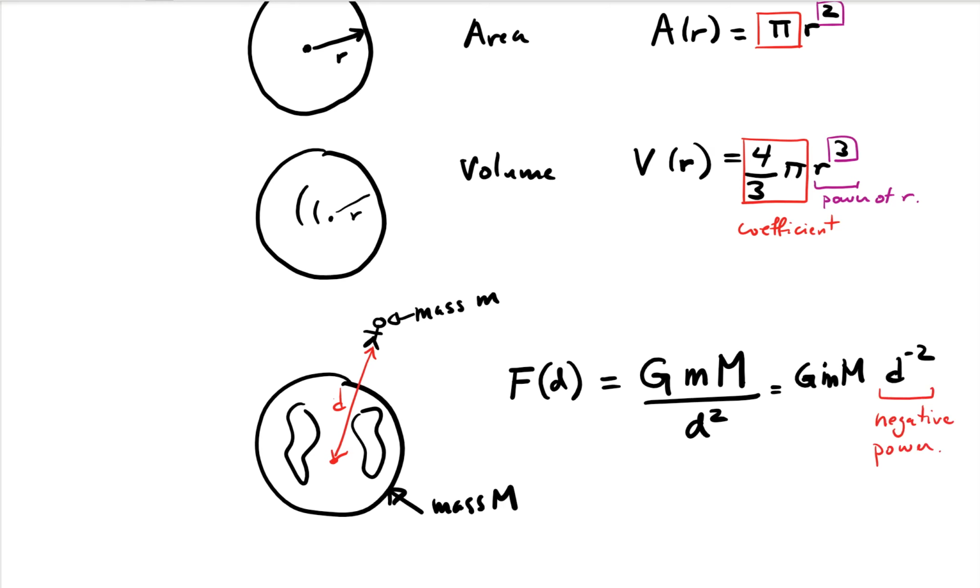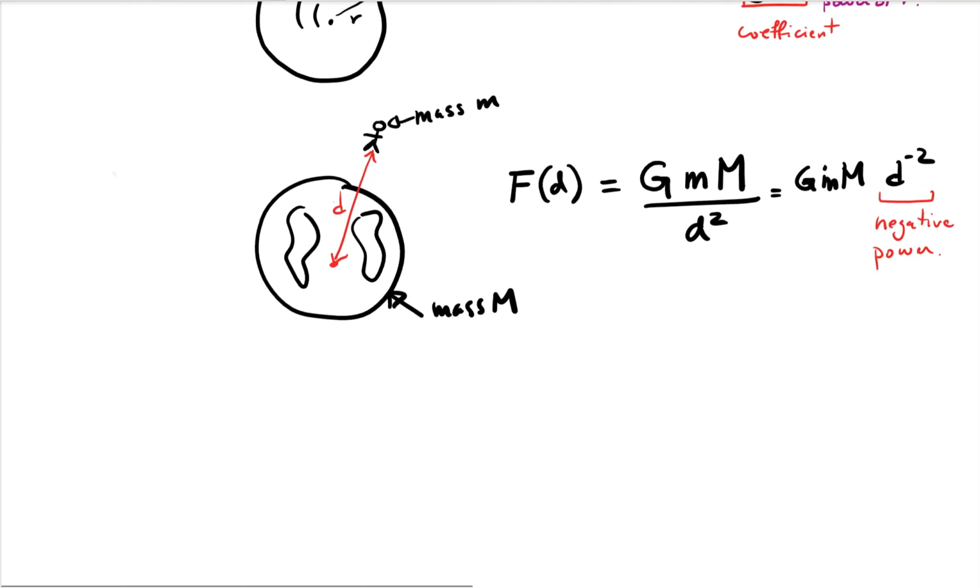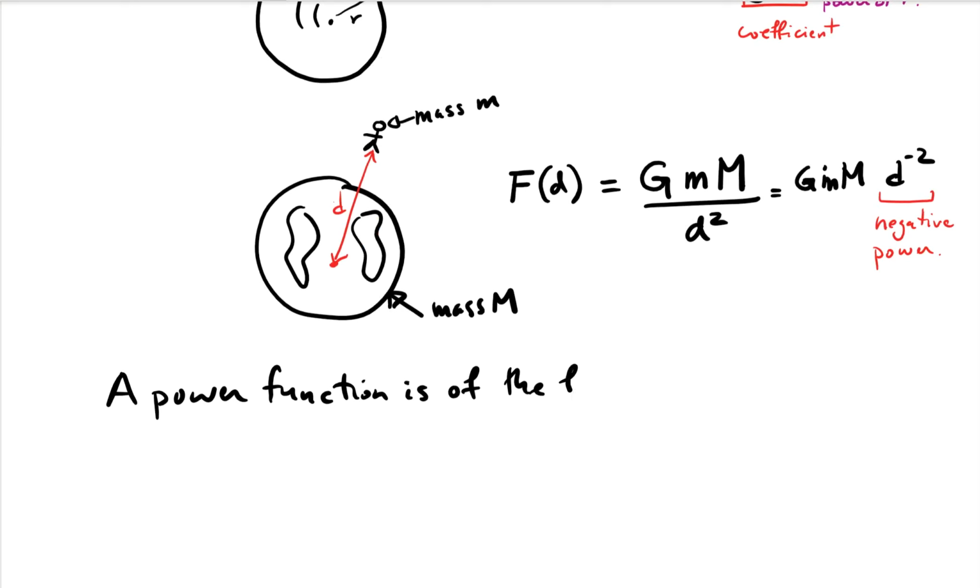So all of these are possible, and in all these cases the power is an integer, but it doesn't have to be. It could also be a fractional number or even a real number. So a power function is of the form f of x equals k times x to the n. And here the coefficient can be any real number, and the power also could be any real number.